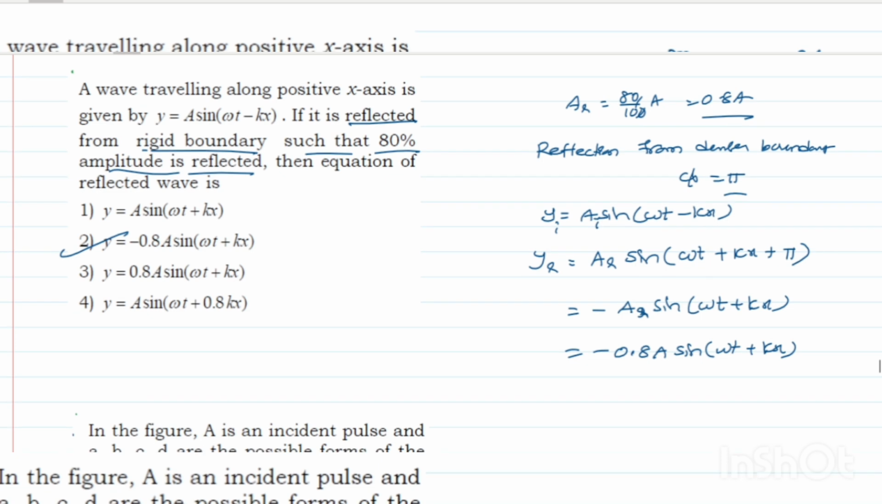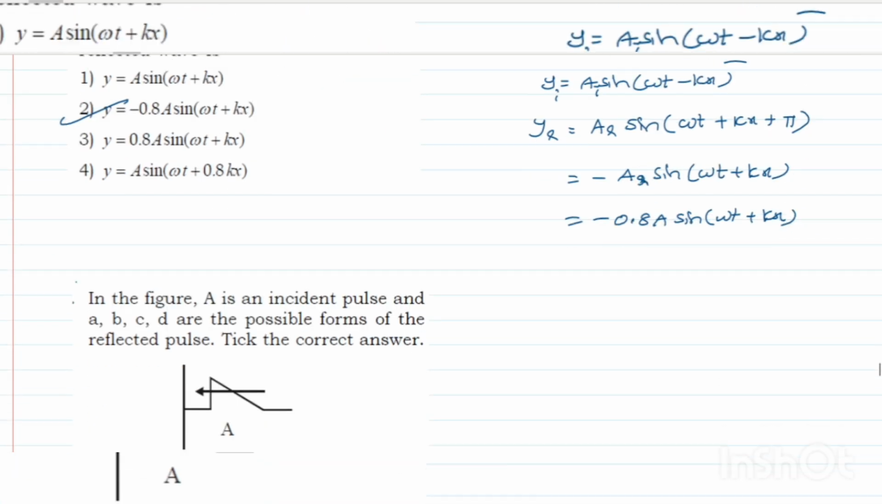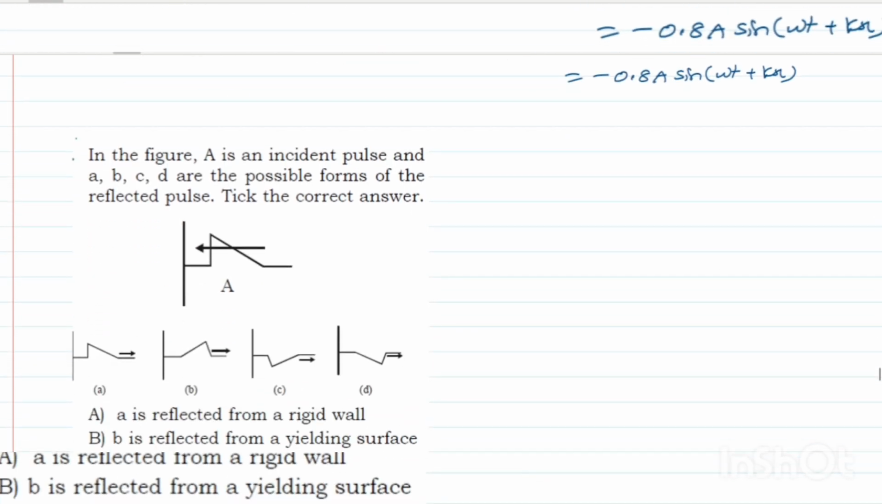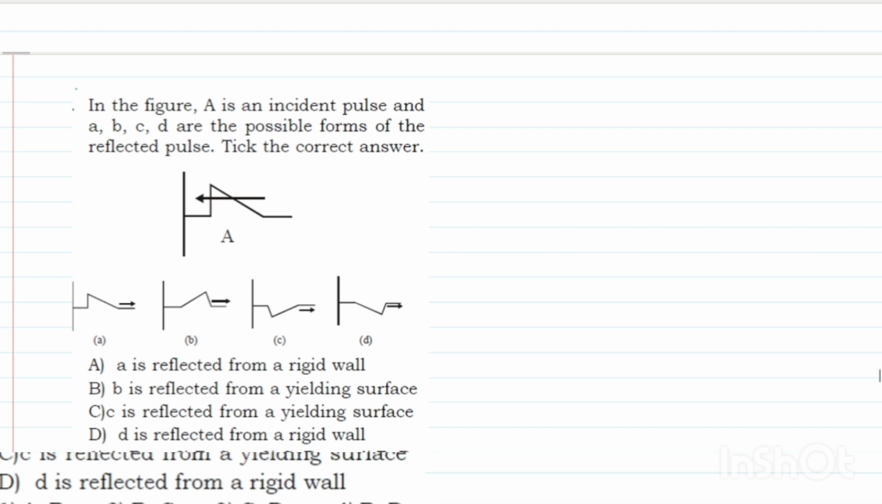So just look at this. Look at the next question, students. Here in figure A, it is the incident pulse, and A, B, C, D are the possible forms of the reflected pulse. Tick the correct answer, they are asking.